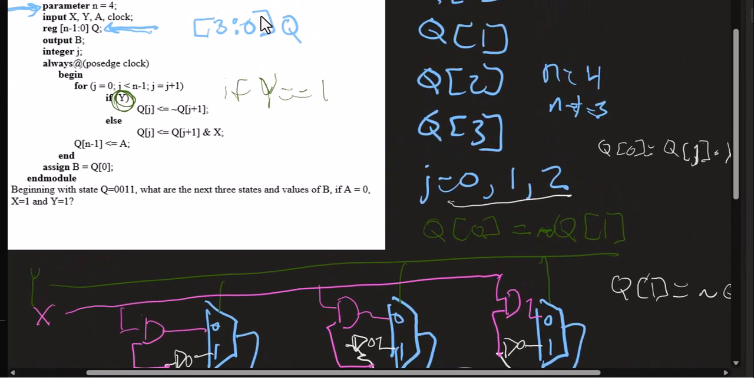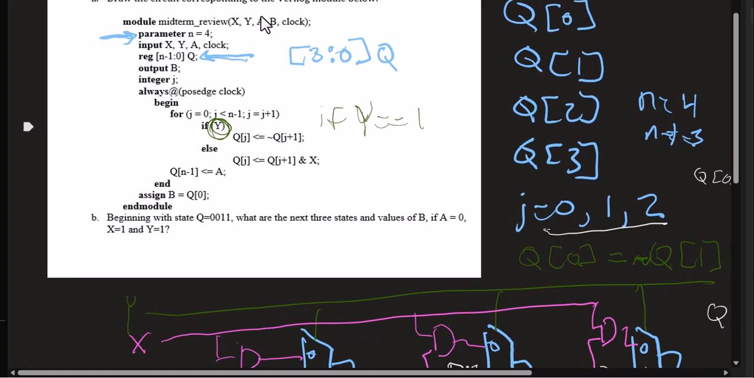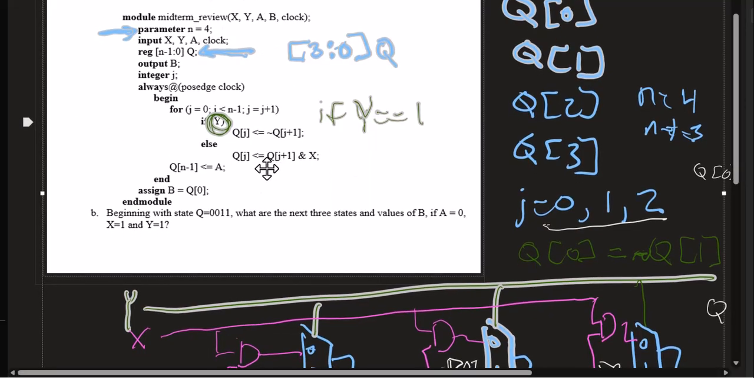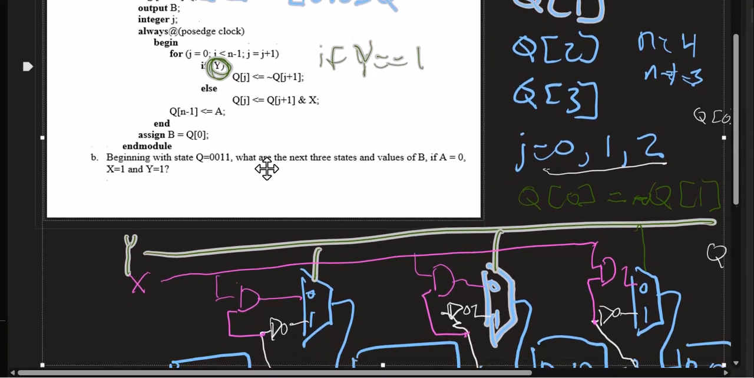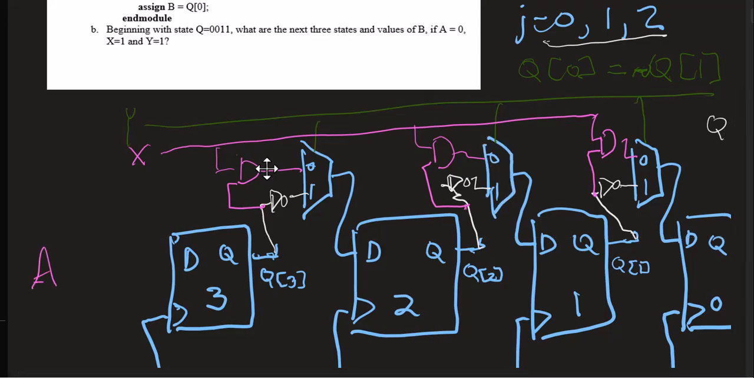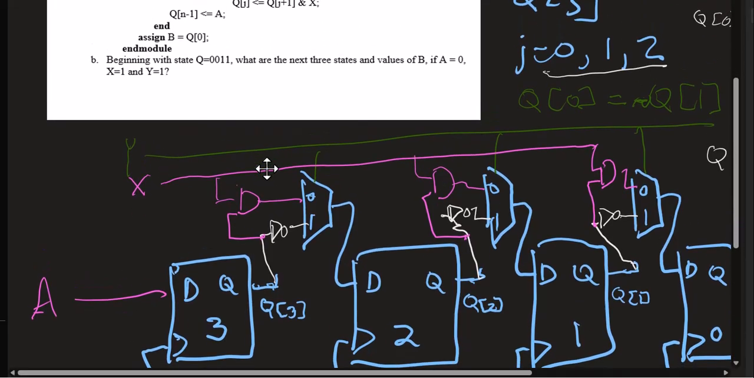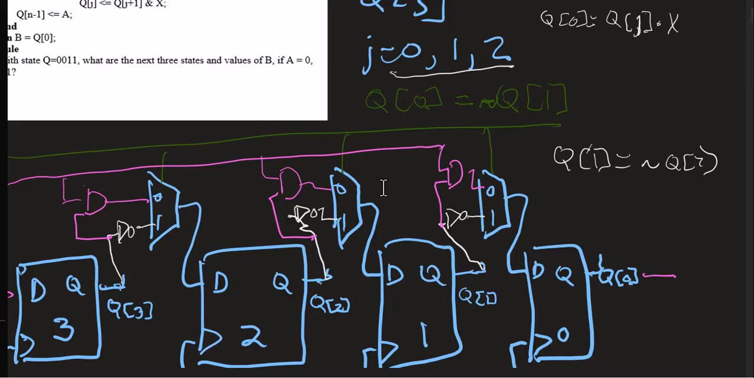So now I've taken care of my for loop. And the last thing is outside of the for loop, it tells us what Q of 3 is going to be. So Q of n minus 1, that's Q of 3. That's going to be A. So I just have yet another variable, A, and that's going into Q3. And then outside of that, I have assign B equal to Q of 0. So I'm just going to make this equal to B, and I'm done.